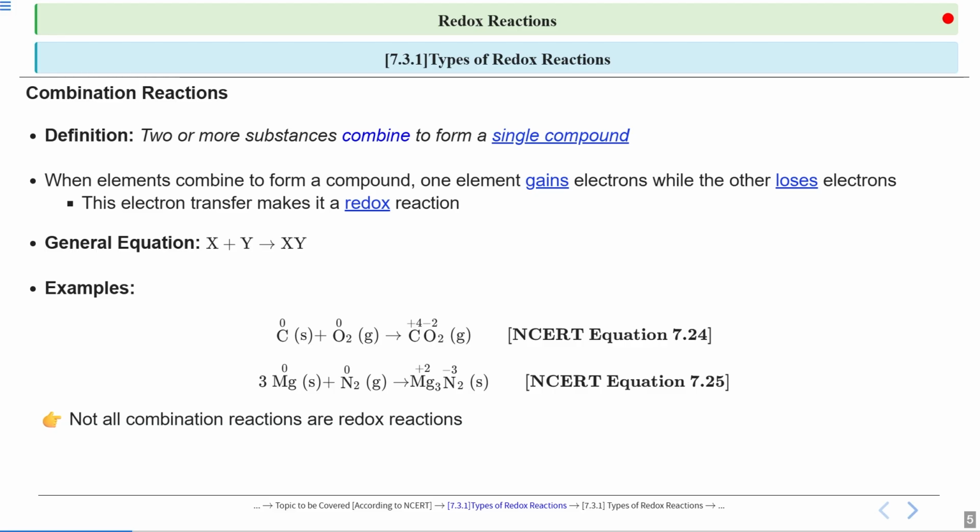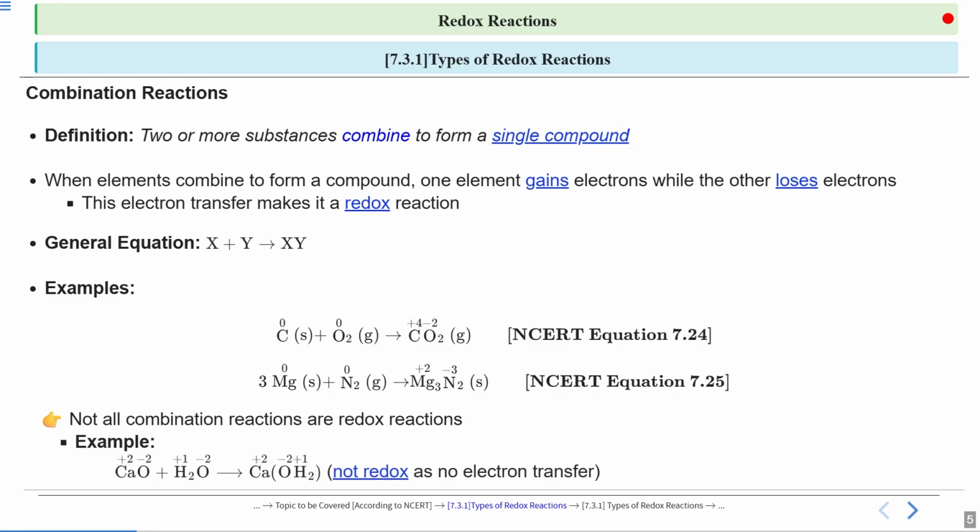Now here is a most important point: not all chemical reactions are redox reactions. That means wherever you see combination reactions, you cannot say that all of them are redox reactions. Why are we saying this? This is because you can see the example here: calcium oxide plus water gives calcium hydroxide.